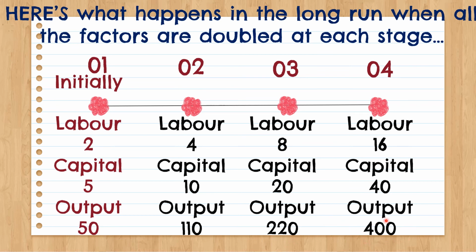However, we see that the output is not 440, which means the output has not doubled. It has less than doubled. If it had to double, it would be 440, right? But we see that it is 400, which is less than double. So in the third stage, when the inputs are doubled, the output less than doubles. So there is a less than proportionate increase in output in the third stage when the inputs are doubled.